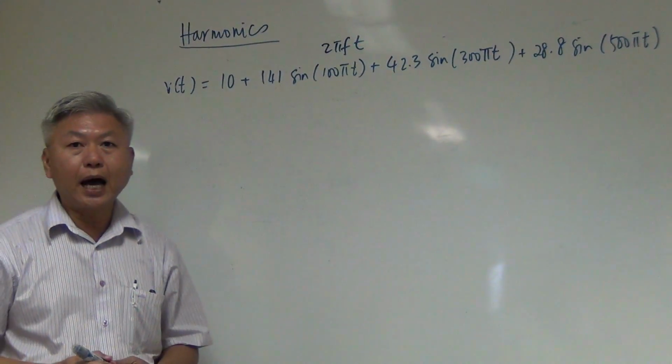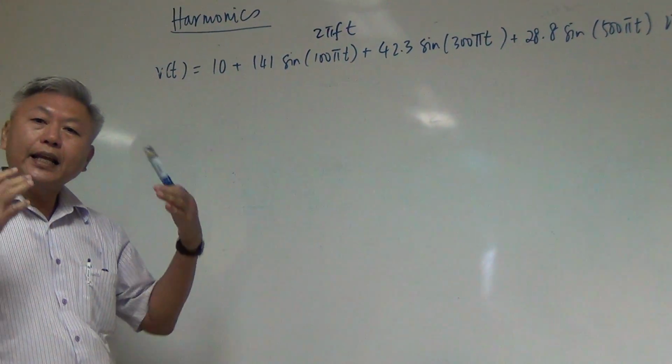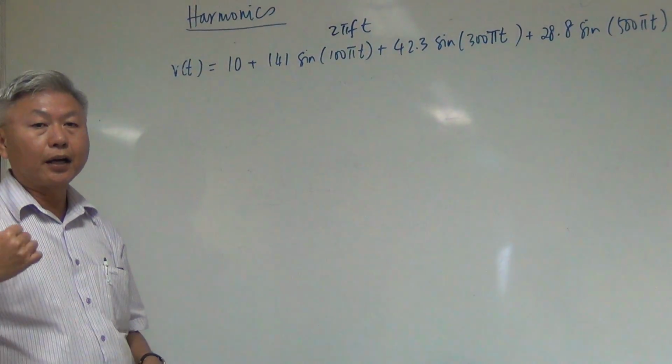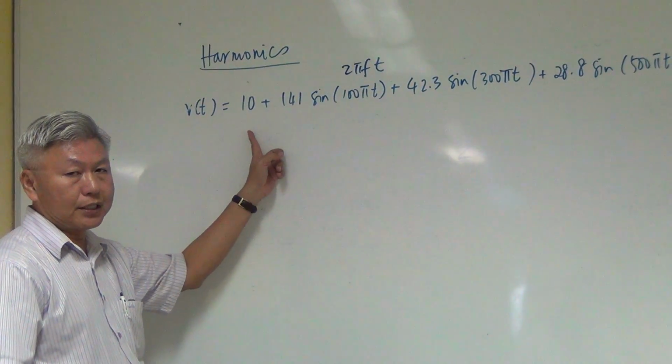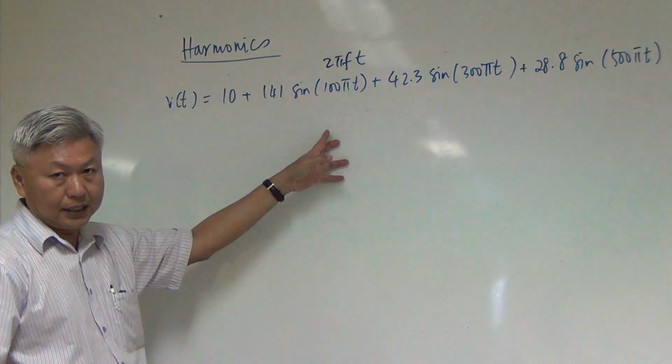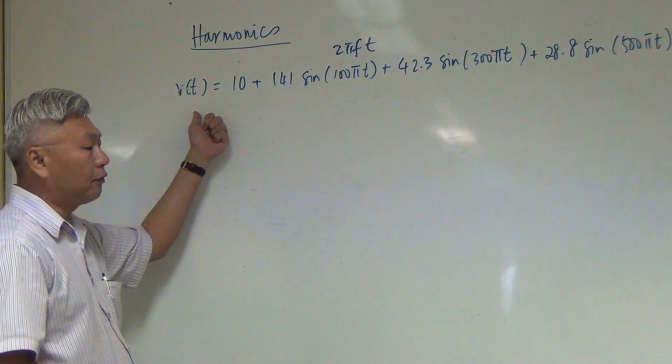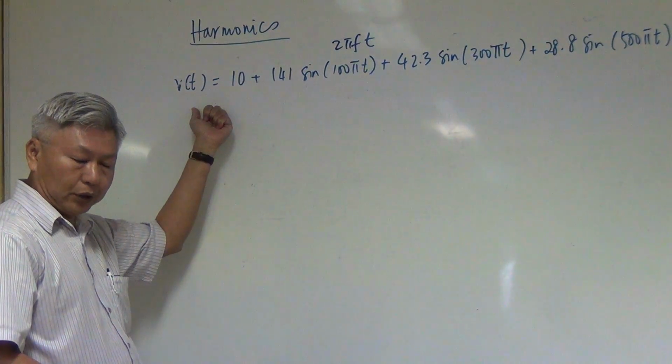Alright, let's carry on with harmonics. Now we go to another aspect. We just learned how to find RMS, VRMS, from this sinusoidal expression, right? This voltage signal here has a mixture of DC and AC of different frequency. We know how to find the RMS voltage, right?